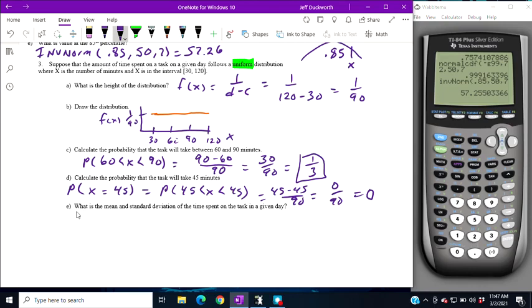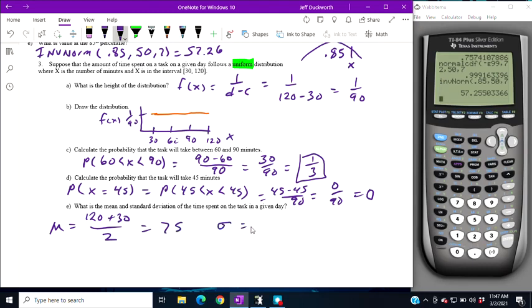And finally, we want the mean and standard deviation. So the mean, we'll just use the symbol for mean, equals 120 plus 30 over 2. That's our D and C added together divided by 2. And that comes out to 75 because then we get 150 on top.